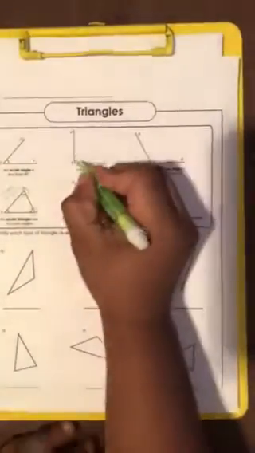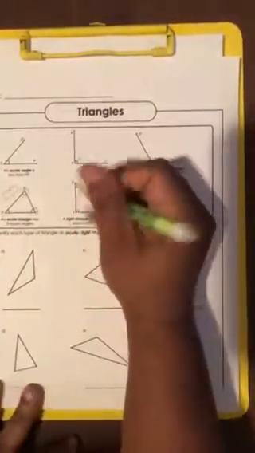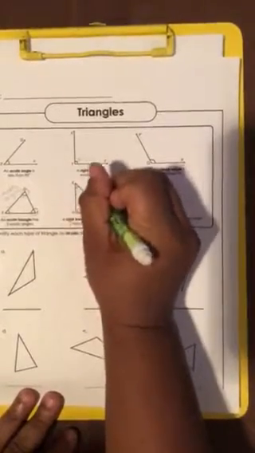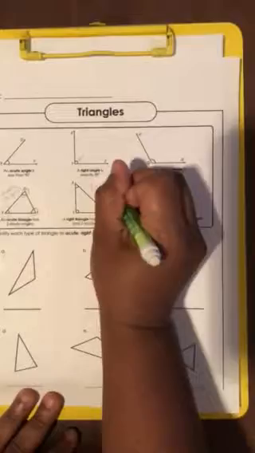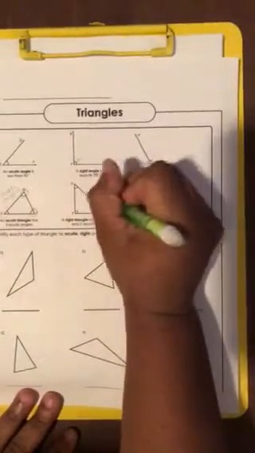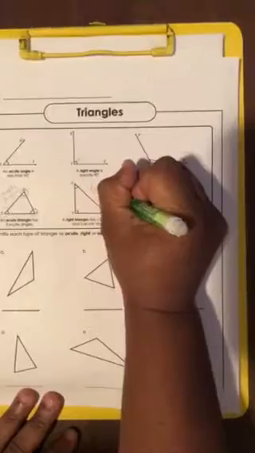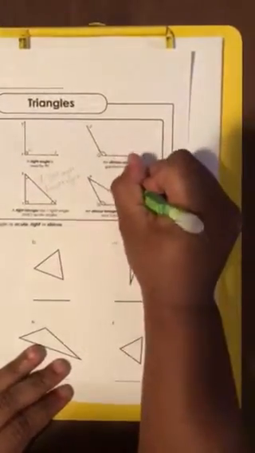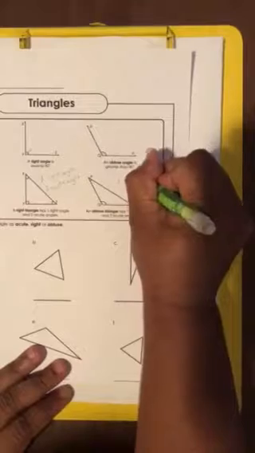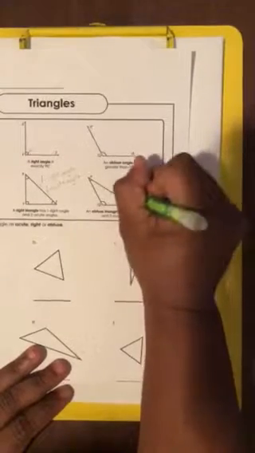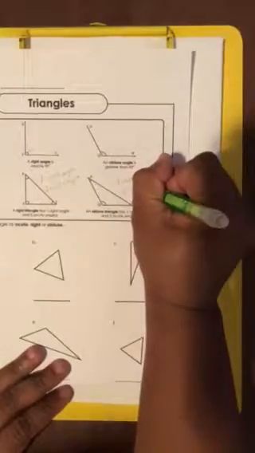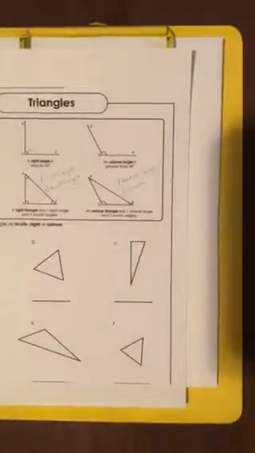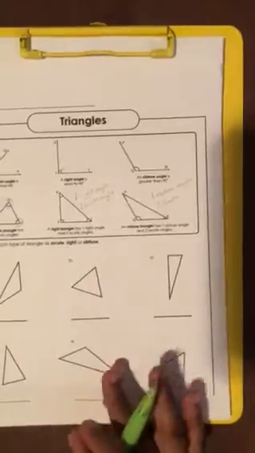A right triangle, there's your hint that it's a right angle. A right triangle has 1 right angle and 2 acute angles. And an obtuse triangle has 1 obtuse angle and 2 acute angles. So all of the triangles have acute angles. An acute triangle has 3 of them. A right and obtuse triangle has 2 of them.